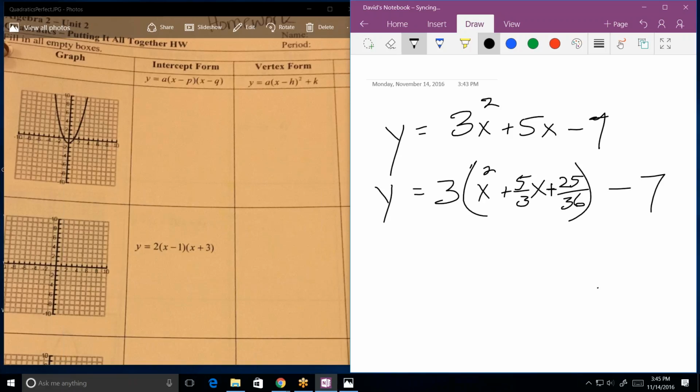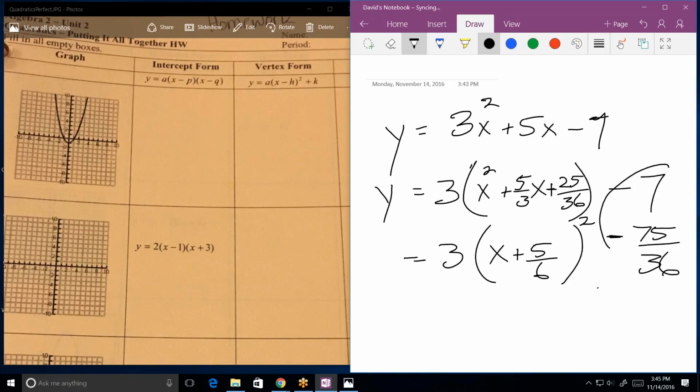You have to subtract 3 times 25/36. Okay, so that's 75/36. So all I did is multiply the 3 times the 25. Mm-hmm. Okay, now we're getting close to vertex form. What goes in here? x plus 5/6 squared. And then combining those two numbers, let's see, that is 2 1/12. In other words, 36 goes into 75 twice with a remainder of 3. So if I write this as 2 1/12, it makes it a little easier, because now it's minus 9 1/12. All right. And there it is.